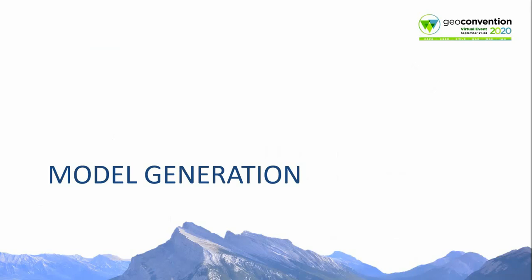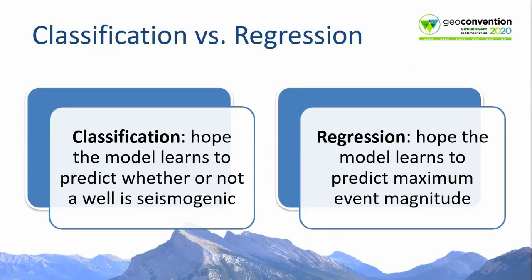So now I'll start talking about model generation. We had two different models. In general, to quote a LinkedIn blog I read recently that summed it up quite nicely, machine learning algorithms attempt to identify patterns based on the data they observe to predict future observations. So in this case, we use two different workflows, classification and regression. In the classification exercise, we hope to train the model to be able to accurately assign wells to a category of either seismogenic or not seismogenic.